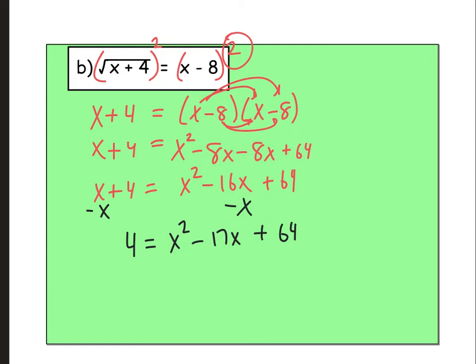Okay, and then again, I need to have a 0 over here, so I'm going to subtract 4, right? Just remember, anytime you have a quadratic equation, we get it set up equal to 0, so then we can try our factoring or our quadratic formula if we need to.